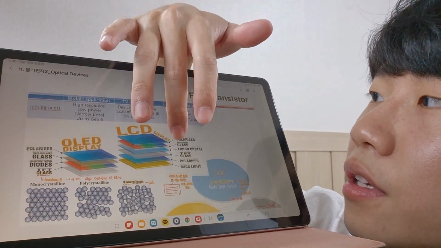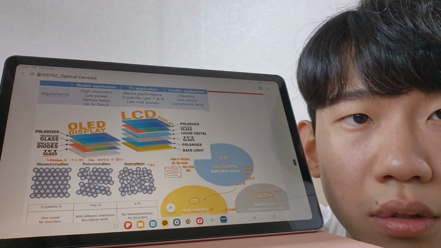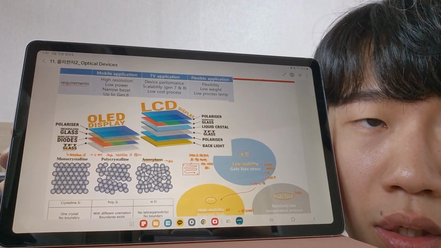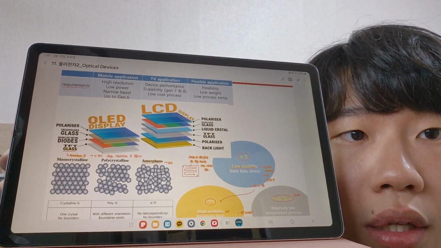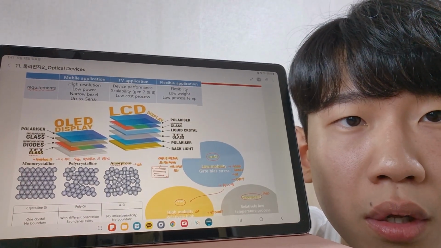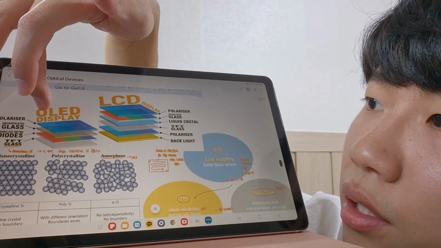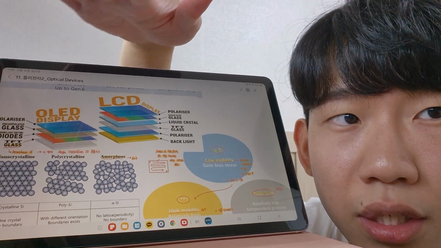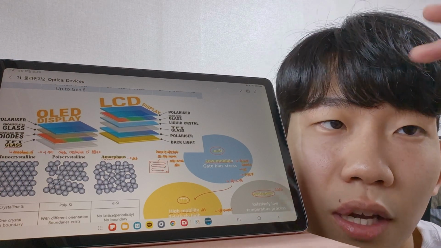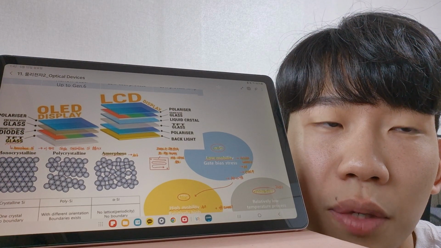Then thin film transistor. This requires many things like black server, high mobility, and low power. Then this is the OLED display, and this bottom is glass. Glass is an amorphous semiconductor, amorphous silicon. Then we learned about amorphous, crystalline, and polycrystalline in Semiconductor Device 1.